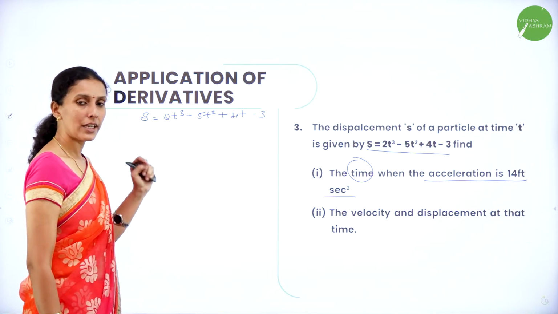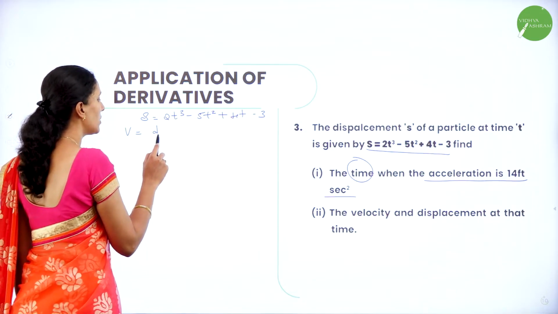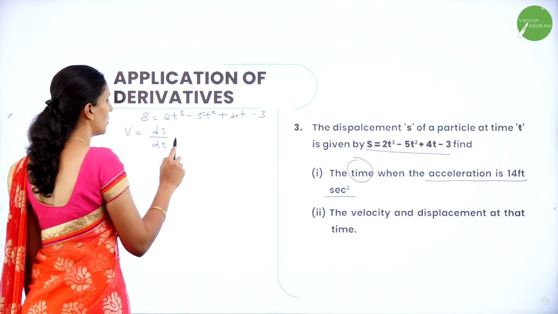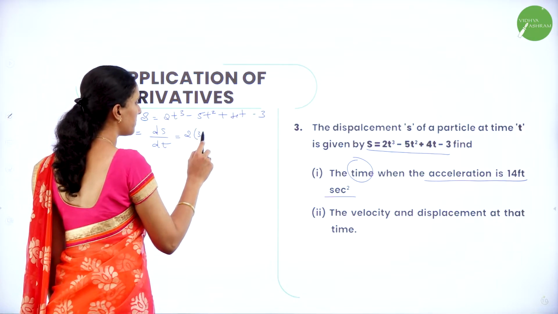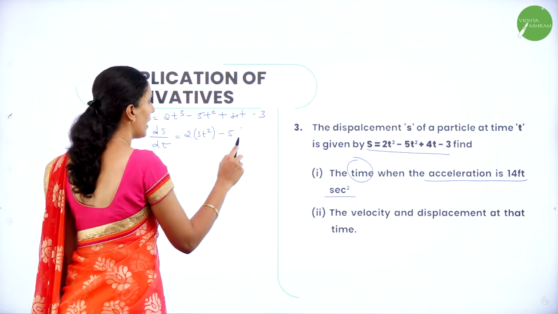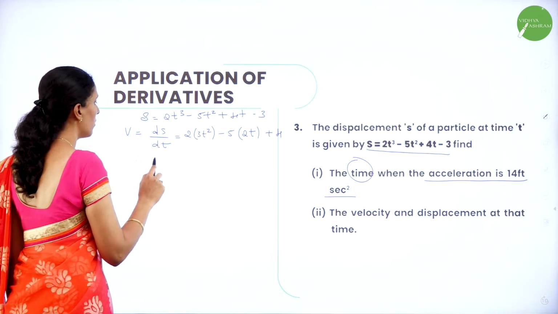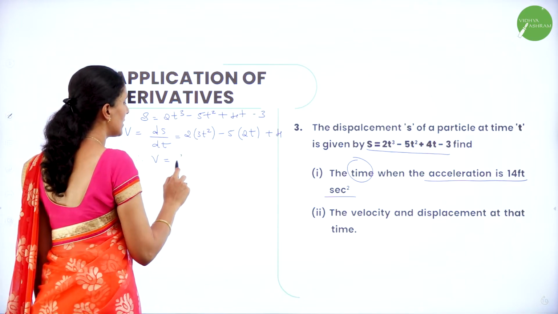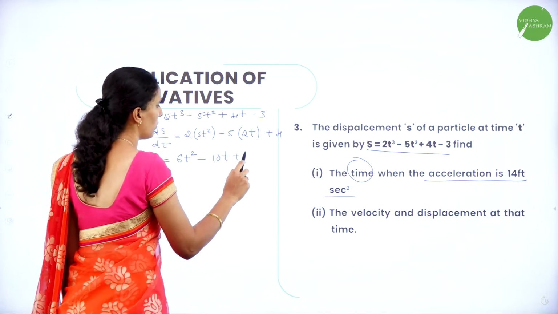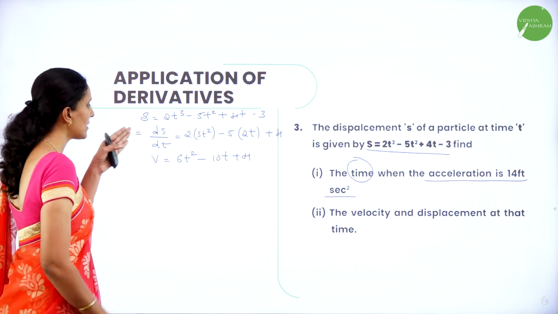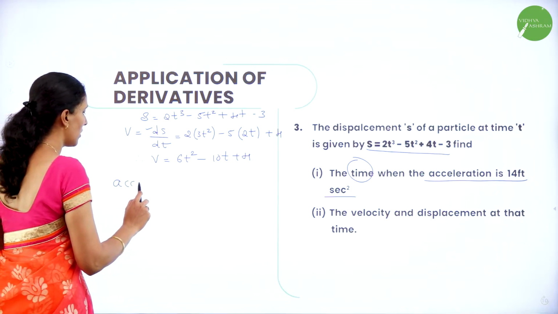If I differentiate it one time, I'll get the velocity, because velocity is the change in displacement. So differentiate t cube, it is 3t square, minus 5, 2t, plus 4. So therefore, v is equal to 6t square minus 10t plus 4. Now let us differentiate this again. That is nothing but acceleration.